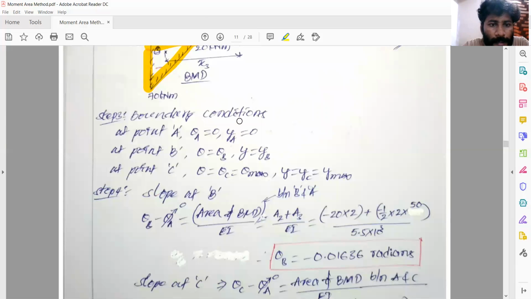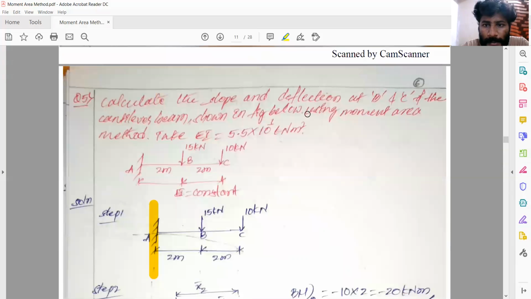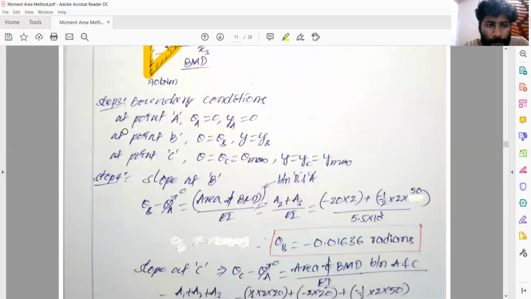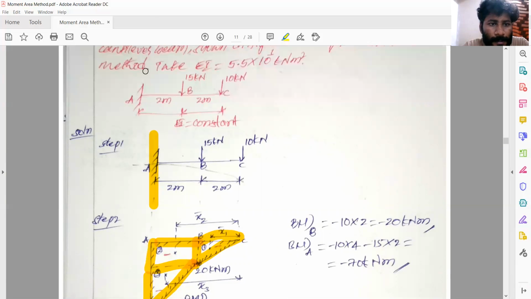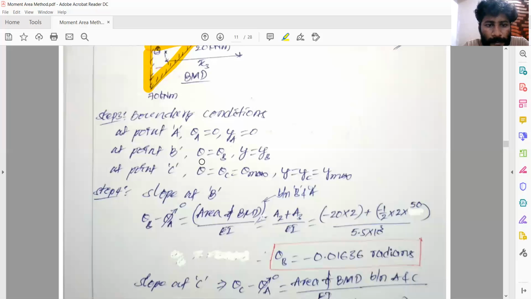Now you can see the boundary conditions. In the problem it's asked to find the slope and deflection at both B and C. At point A, theta A and YA are 0, because we know that it's a fixed support. At point B, we want to find theta B and YB. And at C, we want to find theta C and YC.